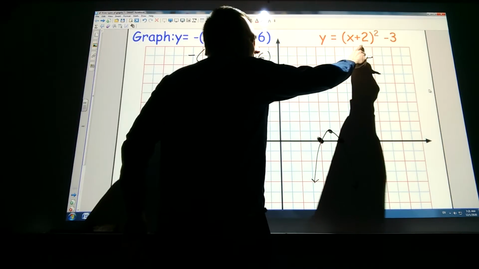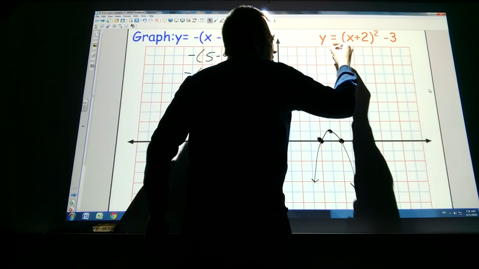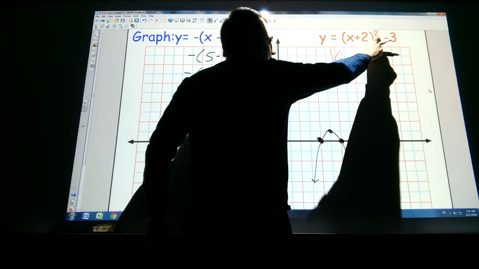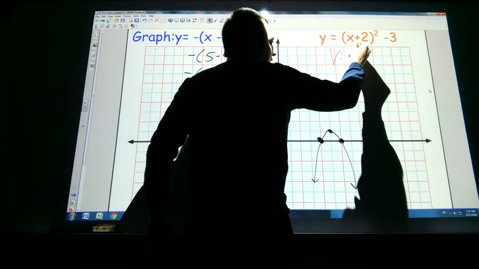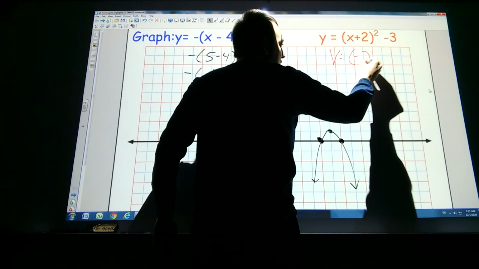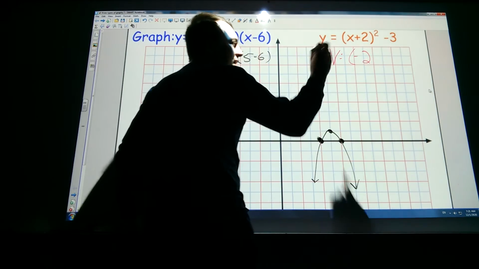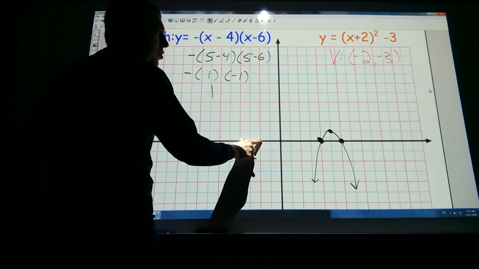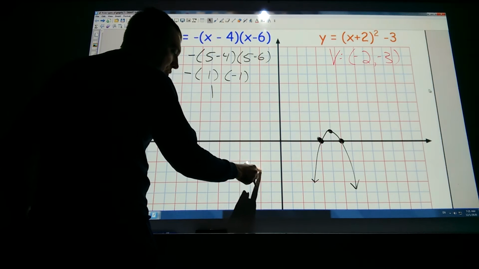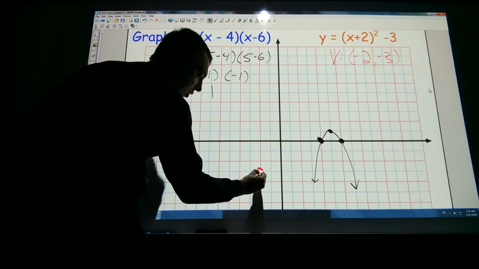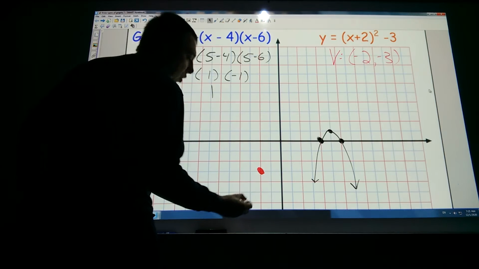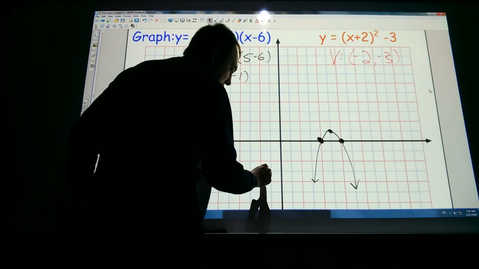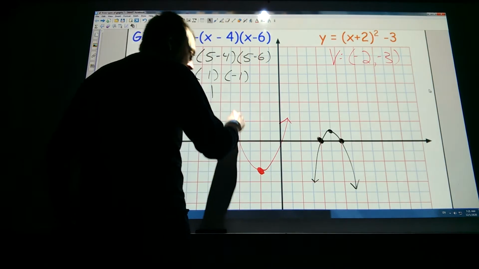The other one, super important: I can figure out the vertex right away. It's opposite on the inside, same on the outside. So the vertex, it's a parabola because of the squared. The vertex is not positive 2, but negative 2. Opposite on the inside, same on the outside, negative 3. Negative 2, negative 3 is right here. Again, there's a squared, so it's a parabola. And the number out in front is positive, so that means this is going to be going up. Boom, boom.